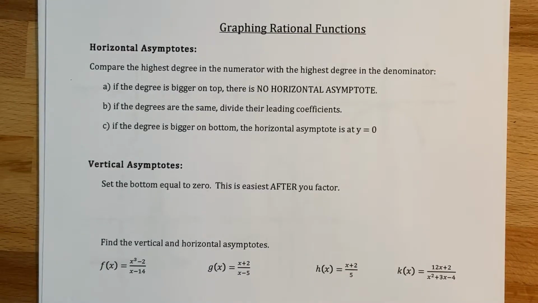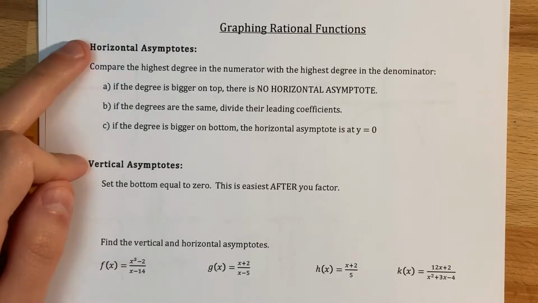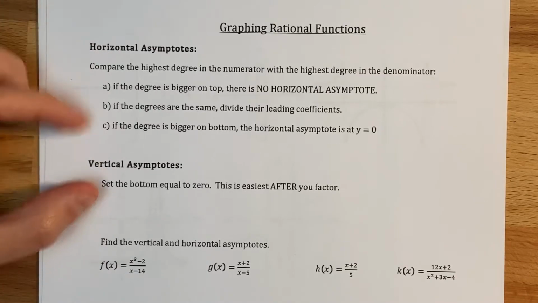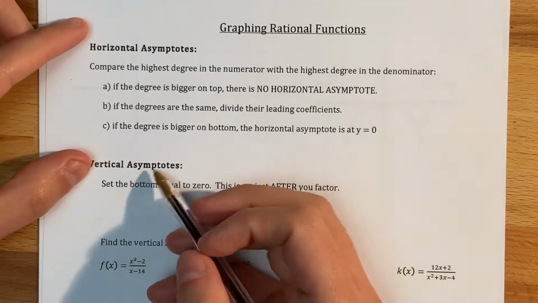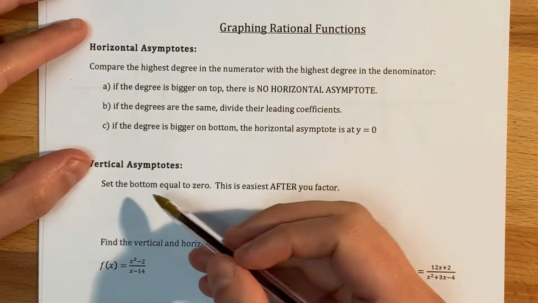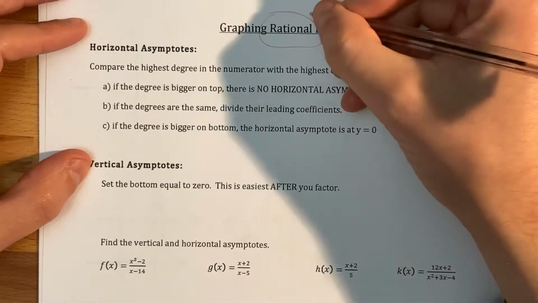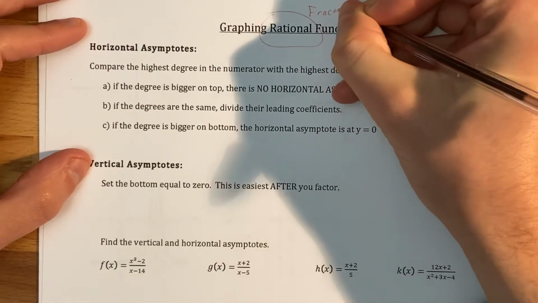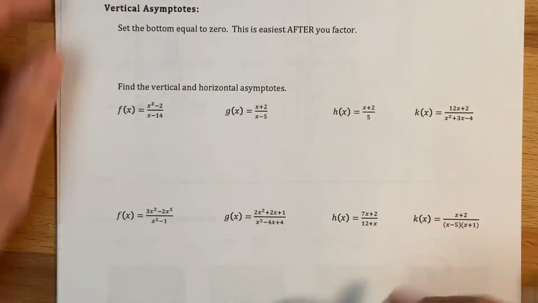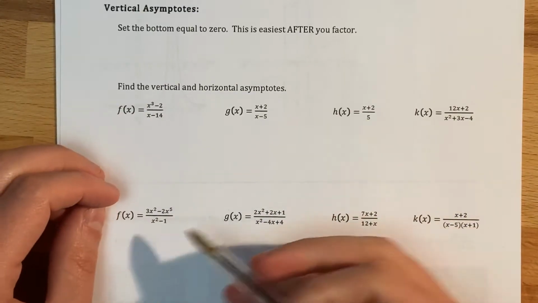Horizontal asymptotes and vertical asymptotes. Vertical asymptotes are a bit easier than horizontal, as you can probably tell just by looking at it. But basically, vertical asymptotes with rational functions come from the bottom of the fraction. If you have forgotten, the word rational means fraction. So in all of these, you're going to be seeing fractions like these examples down here.